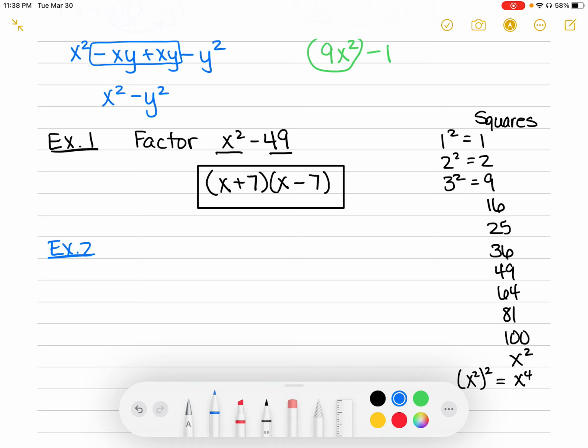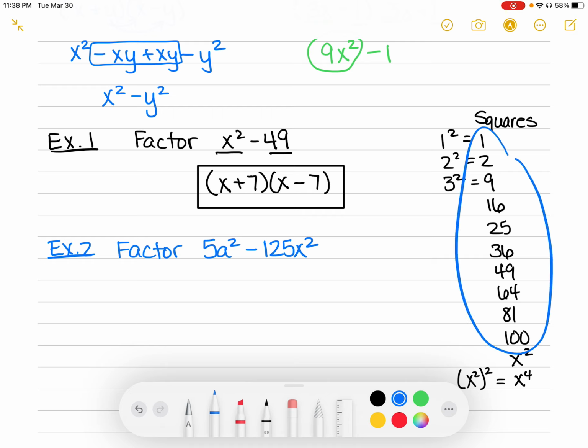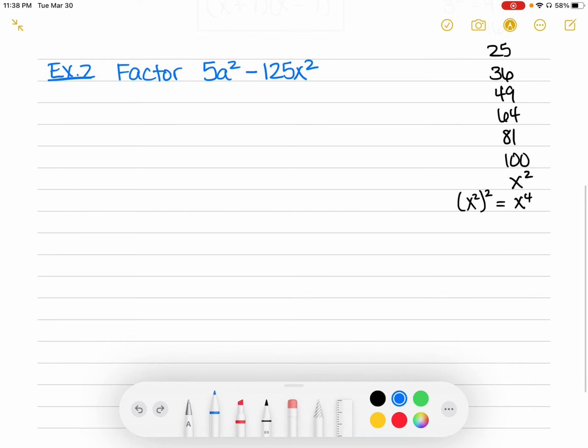Okay, example 2. This one's a little bit different, and I'll show you why. You're going to factor 5a squared minus 125x squared. Okay, so right away you can tell that this is not a perfect square. It has a 5 in front of it, and 5 is not one of these squares over here. So I need to do something different with this one. What I need to do, and from now on all of chapter 9, this is always the first thing you should do, is you go back to lesson 9.1 and you say, what number can I take out of this or factor out of this? Well, I can take a 5 out.